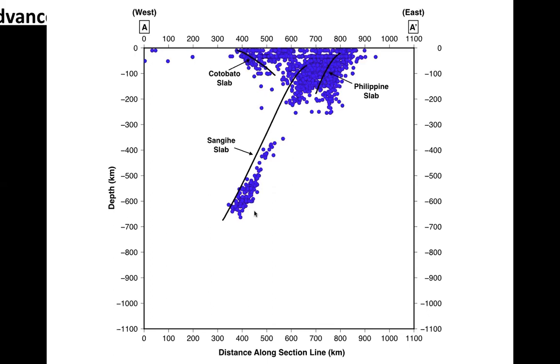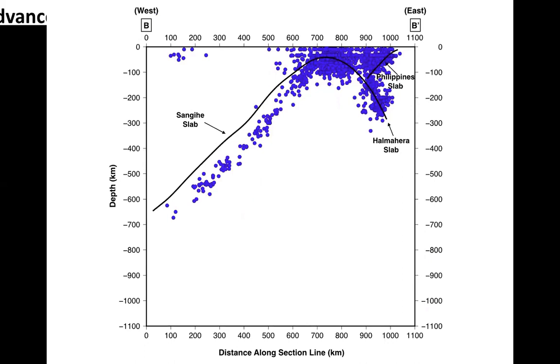And if we move farther south, since the geometry of the collision isn't exactly obvious this far north, if we move farther south to cross-section B prime, we get a very different picture with the characteristic U-shaped seismic zone and geometry of the subducted Molucca Sea Plate beneath the Halmahera and the Songi arcs.